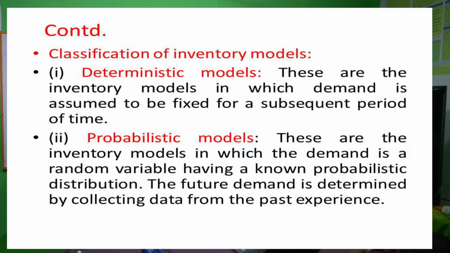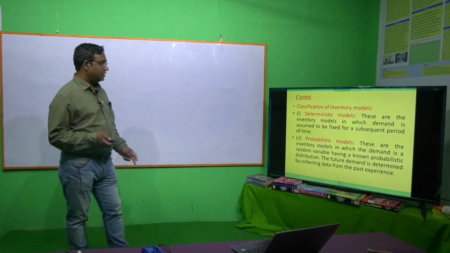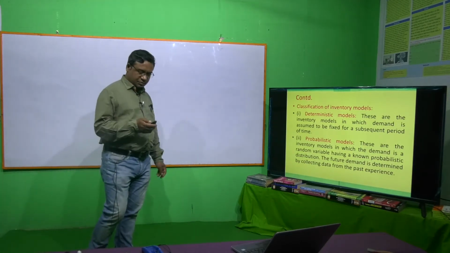Classification of inventory models. There are two types. First one is the deterministic model. These are the inventory models in which demand is assumed to be fixed for a subsequent period of time. Then second, probabilistic models. These are the inventory models in which the demand is a random variable having a known probability distribution. The future demand is determined by collecting data from past experience. So there are two types of model: deterministic models and probabilistic models.